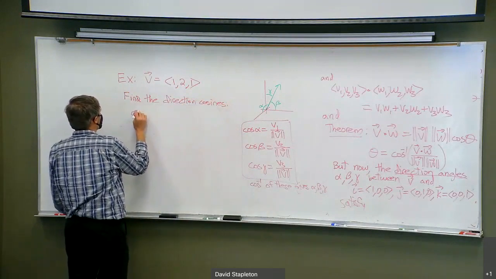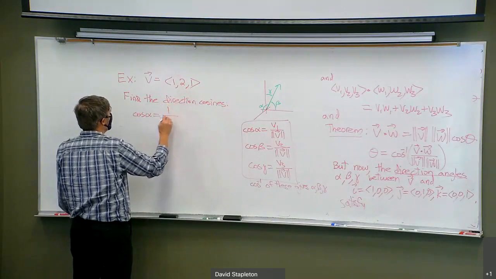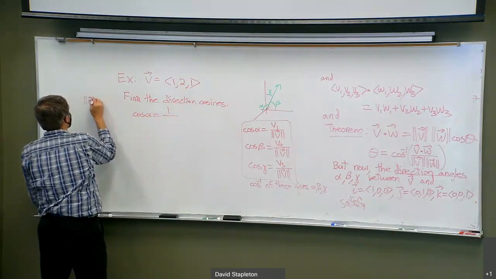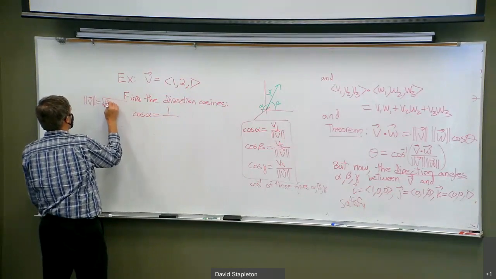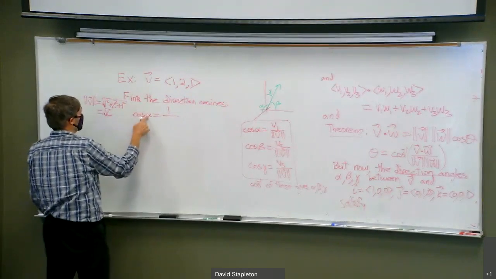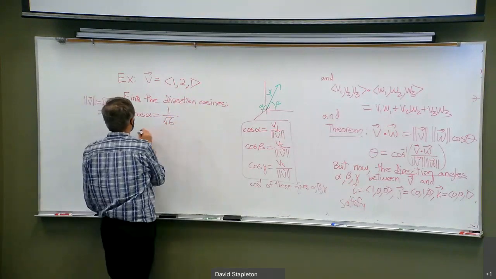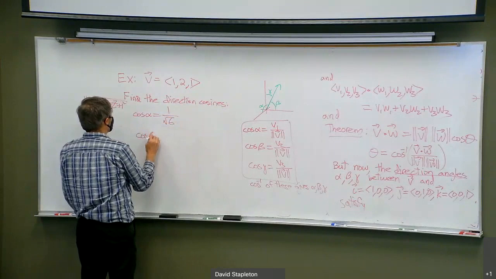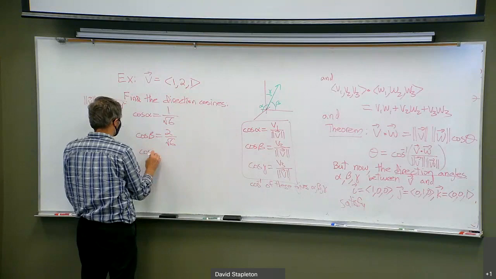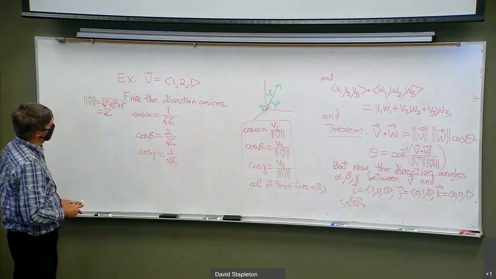Well, cosine alpha is so easy. You just take the first component, 1, divided by the length of the vector. The length of the vector is the square root of 1 squared plus 2 squared plus 1 squared, which is square root of 6. So the first direction cosine is 1 over square root of 6. Take the arc cosine of that, you get the angle with the x-axis. Cosine of beta is 2 over square root 6, and the cosine of gamma is 1 over square root 6. There we are. We can find the angles for the three axes.